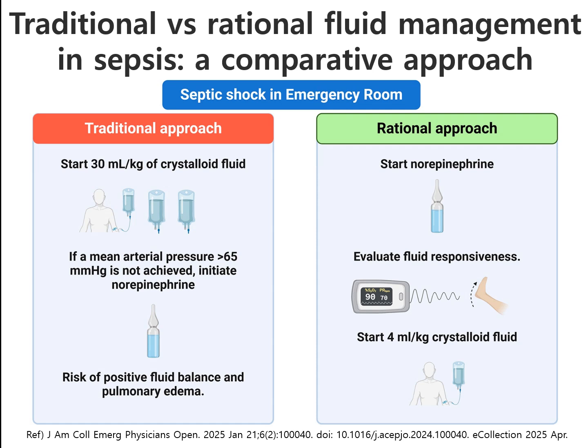However, rational fluid management is to start norepinephrine early if blood pressure doesn't improve after administering a 200 or 300 milliliter bolus of fluid, and to evaluate the fluid responsiveness with a passive leg raising method to determine appropriate fluid therapy.